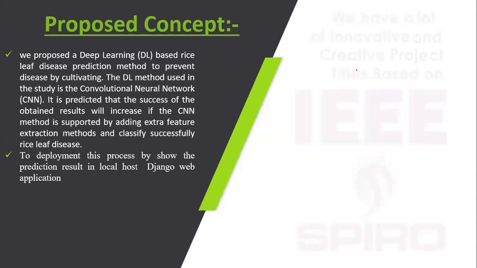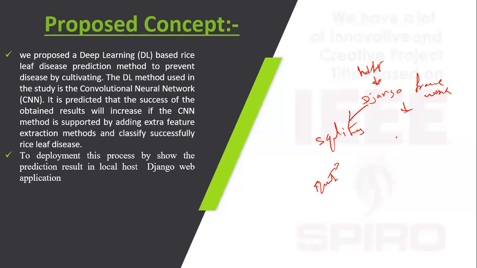After training the model, we save it in HDF5, Hierarchical Data Format 5, file type. Then we deploy that file in the Django framework. Here, Django with SQLite 3. In the Django framework we use HTML and CSS for the front end, where we input the image and get the output result, classifying the disease.